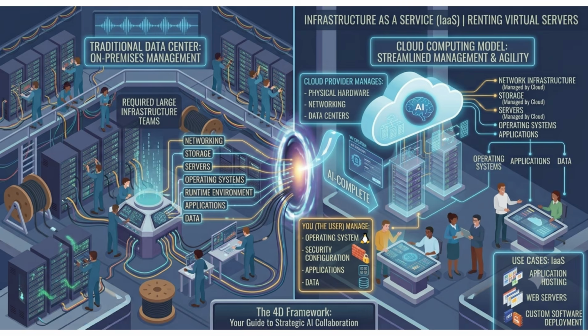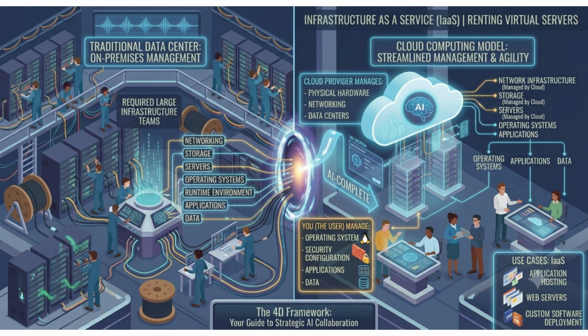Infrastructure as a service, IaaS. Think of IaaS as renting virtual servers. The cloud provider manages physical hardware, networking, data centers. You manage operating system, security configuration, applications, data. Google Compute Engine is a perfect example. If you create a VM in GCP, Google manages the hardware. You manage what runs inside that machine.